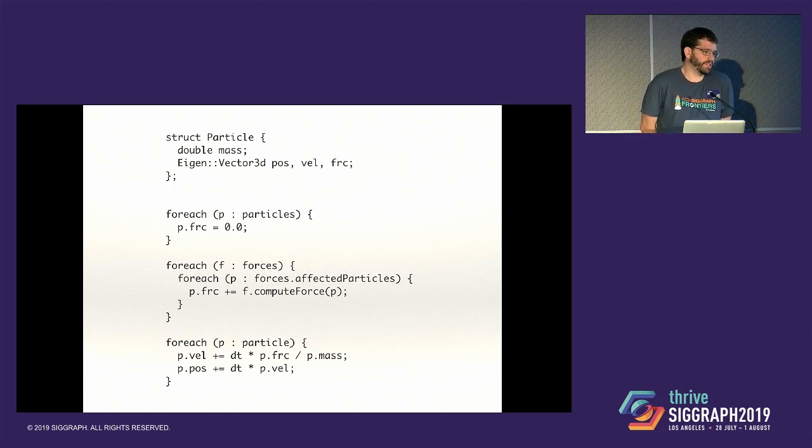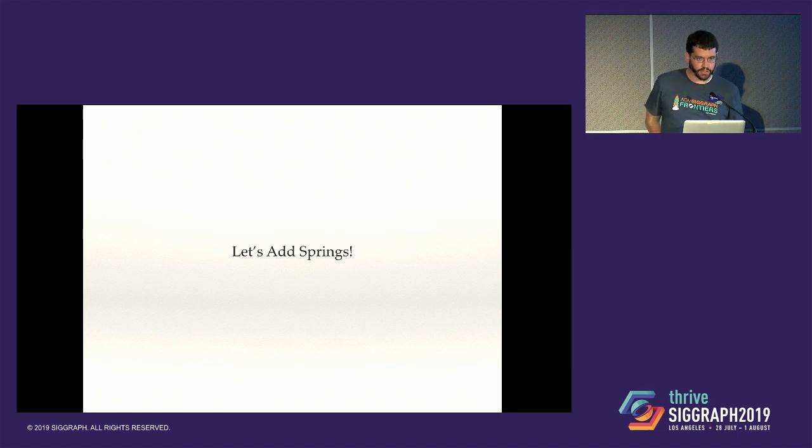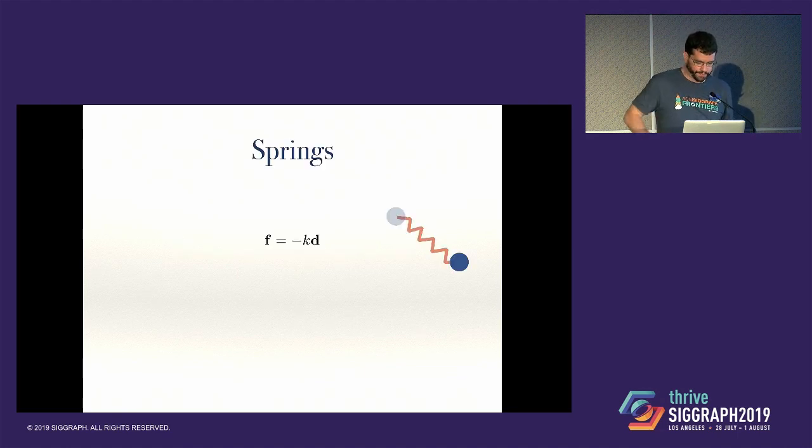All particle effects are basically done like this. We come up with some forces that we want to act on our particles, and then we integrate forward in time. And I encourage you to check out Carl Sims' Particle Dreams. ACM permissions don't allow us to actually show it to you, but you can see it on the internet. It's one of the first examples of particle systems, where simple dynamics were used to create some really nice visuals. So now let's add springs to our system.